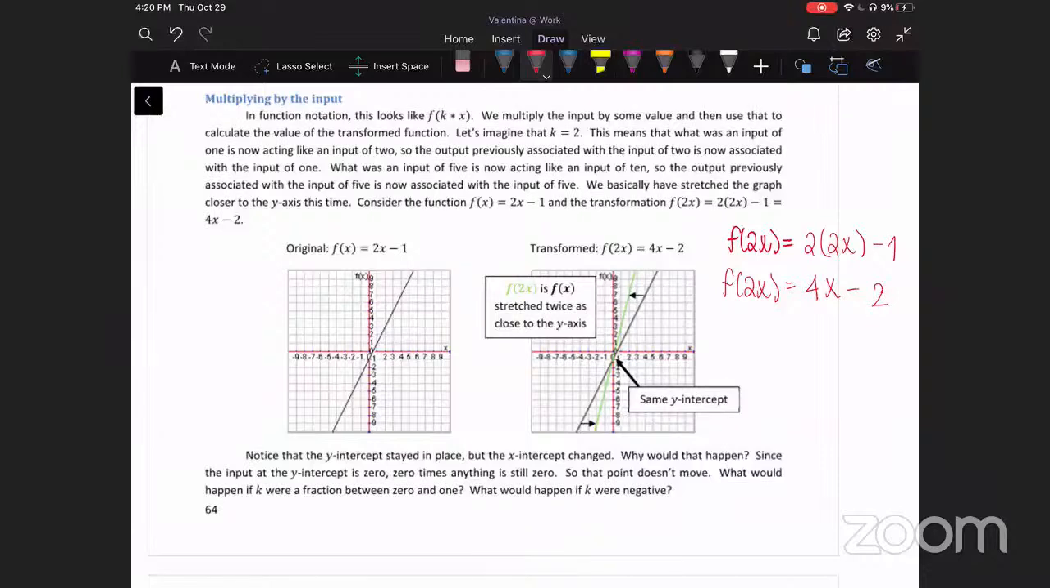So in this case, if you graph both of them side by side, you'll notice that what is happening is that we're basically moving closer to the y-axis. So in this case, we're stretching across in a horizontal function. We're going closer to our y-axis. Does that make sense? Because in this case, we're altering our input.